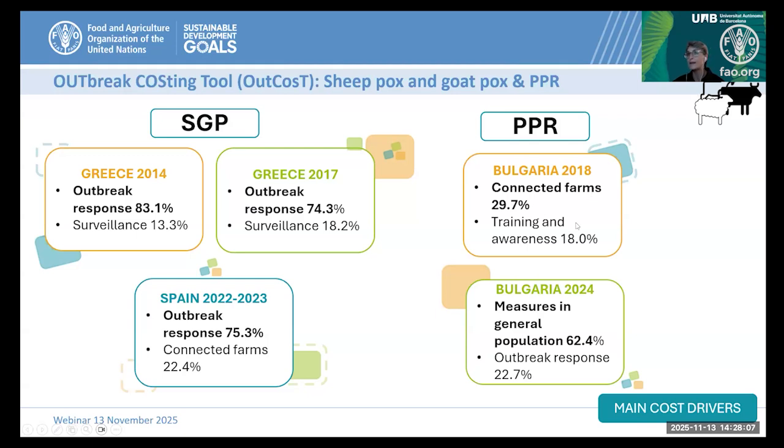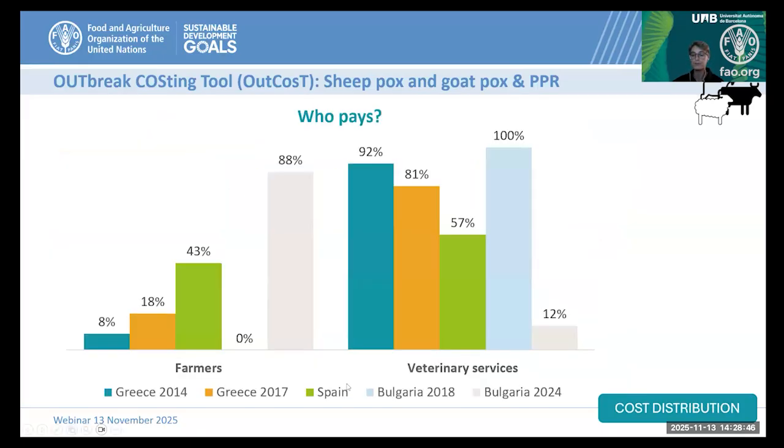The situation was different for PPR, for example, in Bulgaria, where in 2018 the most costly activity was investigation and immobilization in at-risk farms, while in the very recent outbreak in 2024, stamping out was not applied, and vaccination was not applied either; there was only active surveillance and immobilization, restriction of movement. In this case, as you can see, the main cost drivers were allocated to measures in the general population.